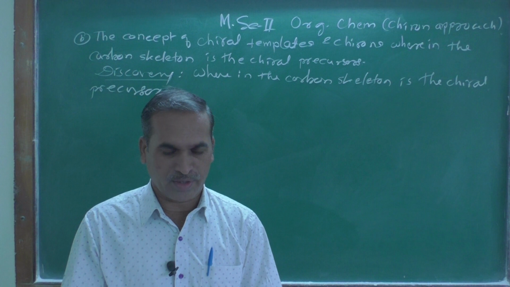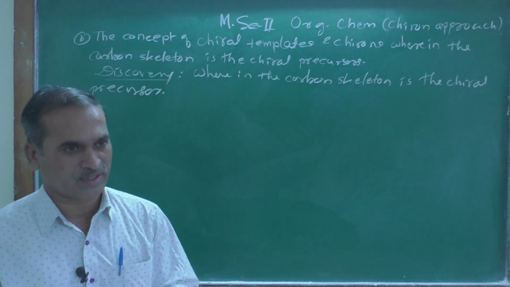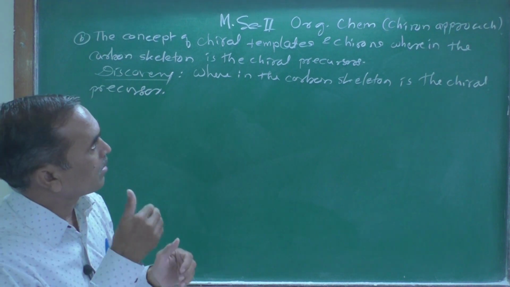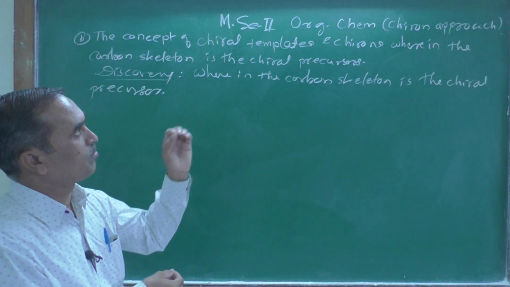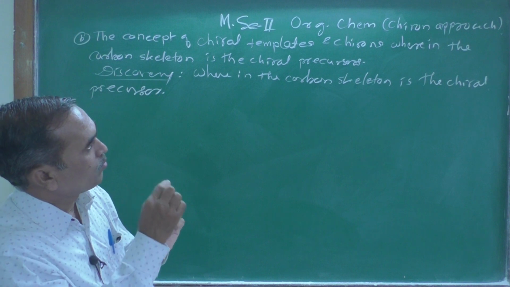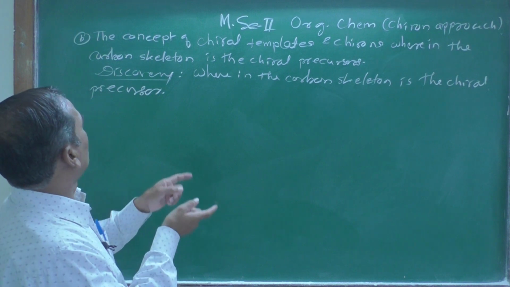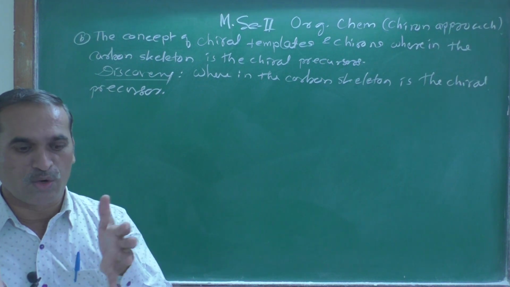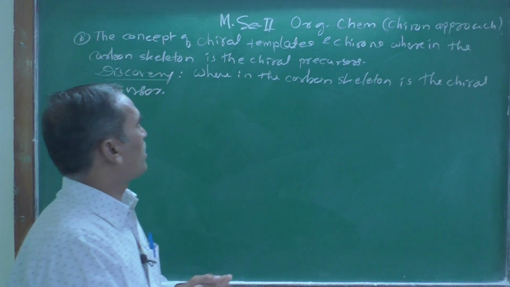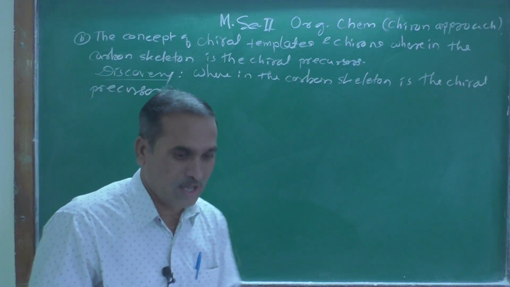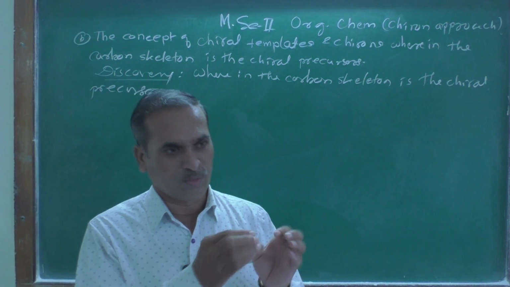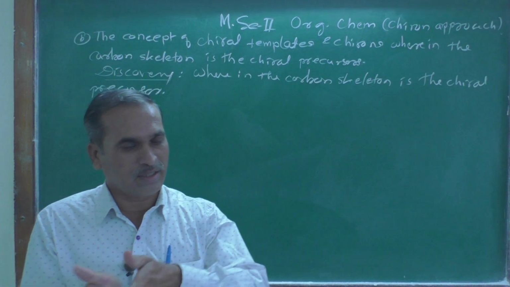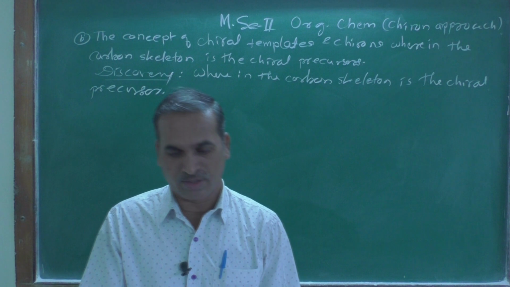So according to our syllabus, what is a chiral template? What do you mean by a chiral template? What do you mean by chirons? Where is it used as a carbon skeleton, or how are carbon frameworks present? What are the chiral precursors? We talked a lot about it in our previous lecture.